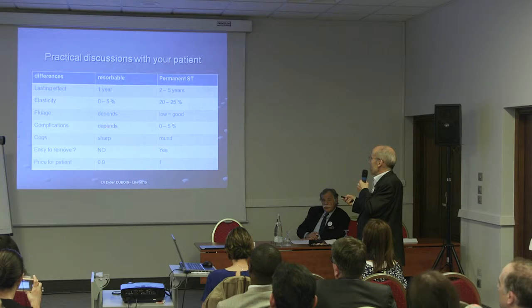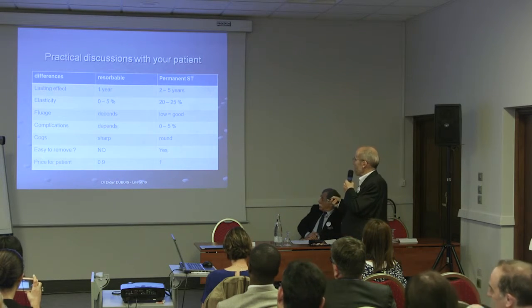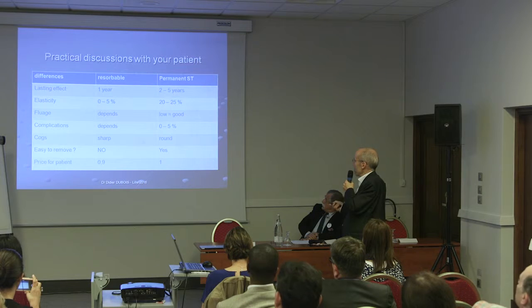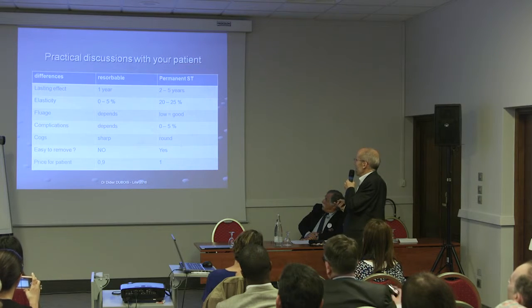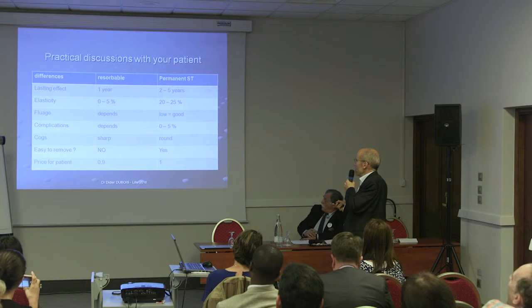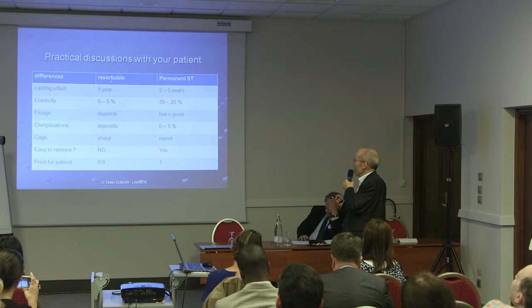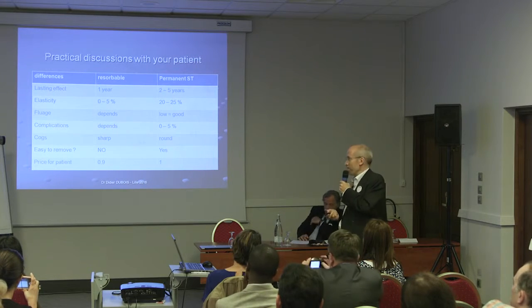Complications depend, between 0 and 5 with permanent threads. Cogs are usually sharp with resorbable threads, and they are round with spring threads. So they are easy to remove if you need to remove a spring thread, and it is not easy with resorbable, as I said previously.